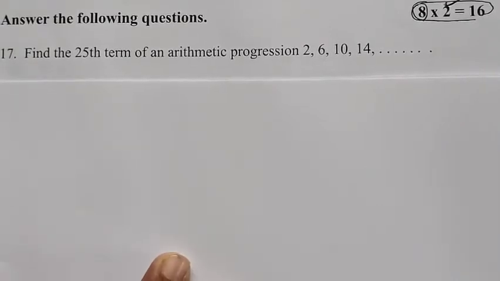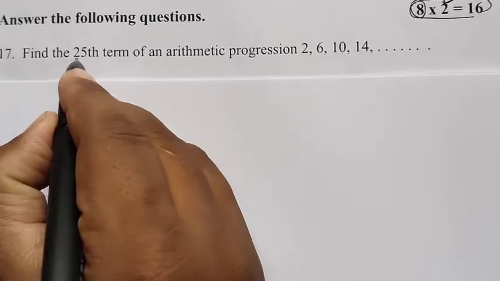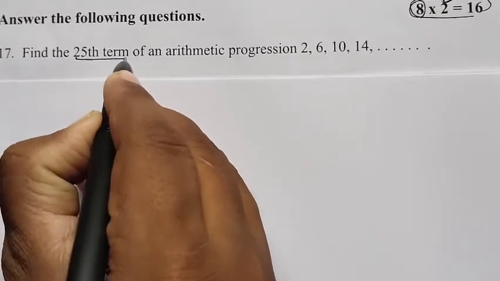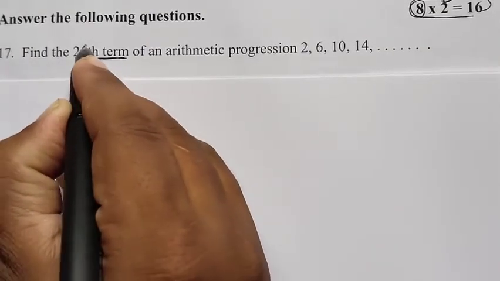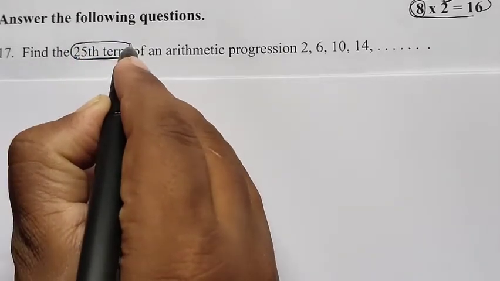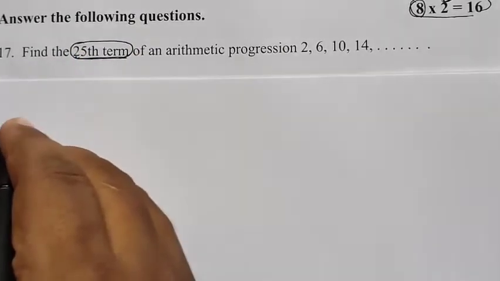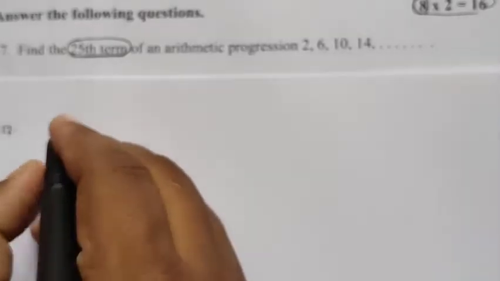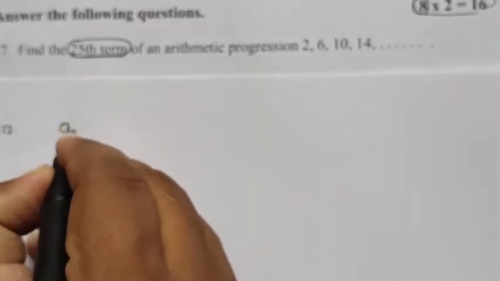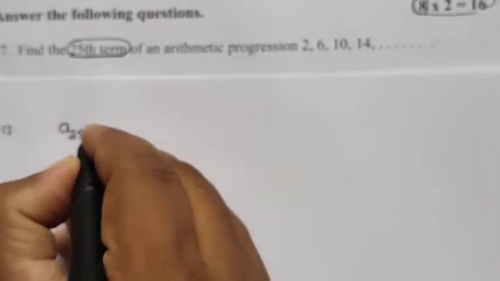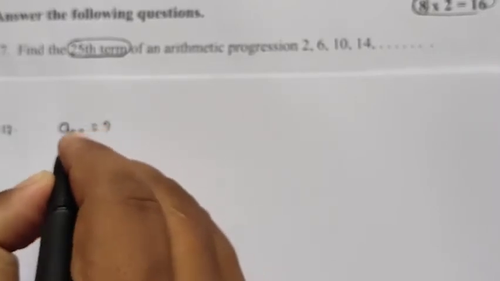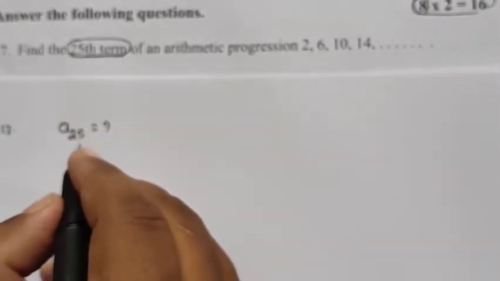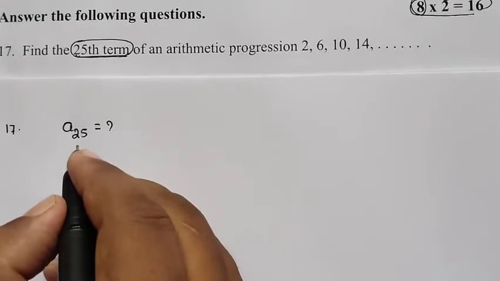So the first question is: find the 25th term of an AP. You need to find the 25th term. This is the 17th question. The 25th term is denoted by A25. Find means we have to find this A25 term.